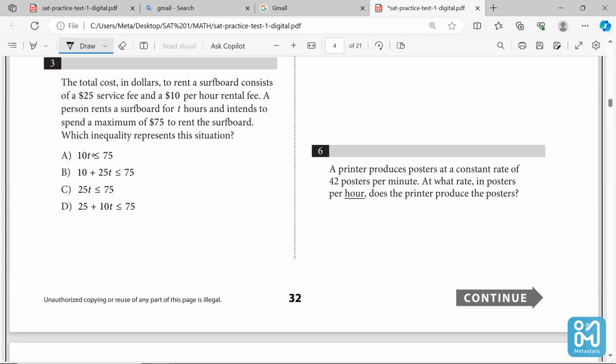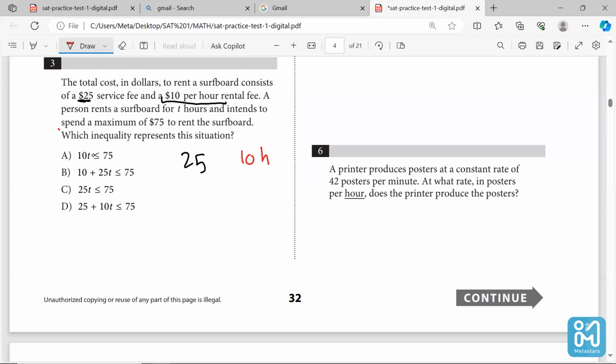Now, let's read this here. The total cost in dollars to rent something here consists of a $25 service fee. So I'm going to pay $25 service and $10 per hour. Focus on $10 per hour. Guys, per something, and I'm going to multiply 10 times how many hours I have. Rental fee. Now, a person rents something here for T hours. We use H here, and let's convert it to make it T. It's the same, I'm talking about a variable.